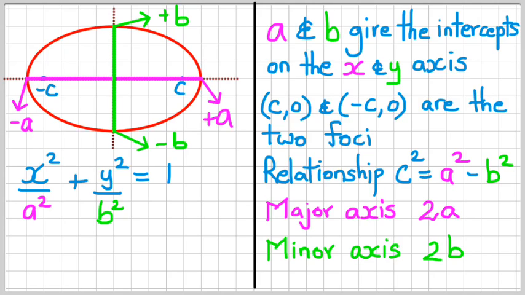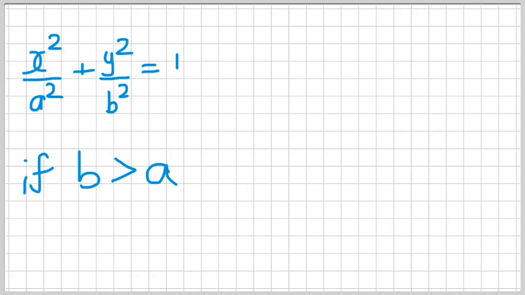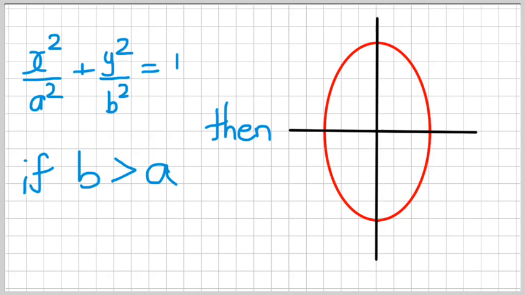Okay, moving on to the next slide. There are cases where b is actually greater than a. Most of the time you'll end up with a bigger than b, but on the occasional odd times you will end up with b greater than a. And when you end up with that, because b is bigger than a, the ellipse is a lot skinnier, I guess you could call it.